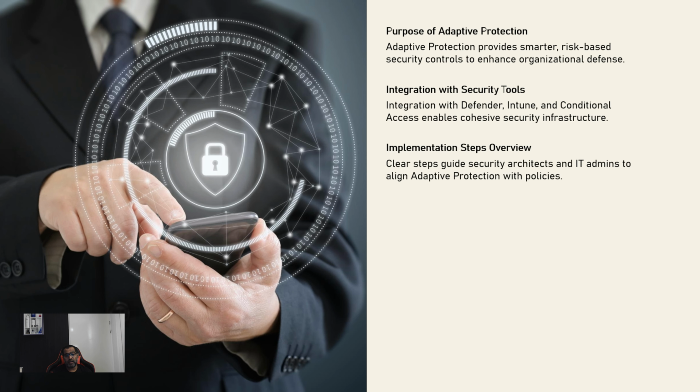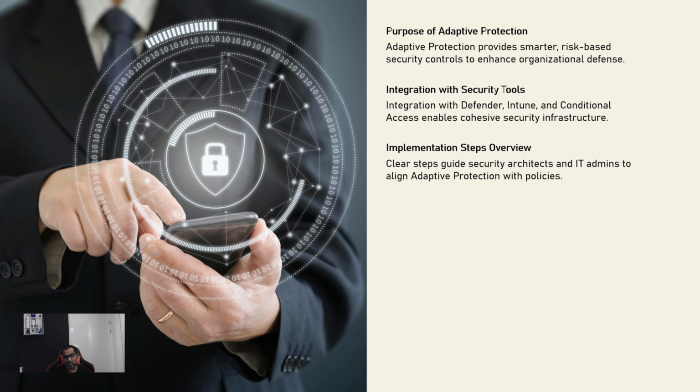Before we go ahead, let's talk a little bit about understanding adaptive protection and its main purpose. Adaptive protection provides smarter risk-based security controls to enhance the organization's defense. It integrates with already existing Microsoft security tools like Microsoft Defender to receive signals, Intune to check the compliance status, and also Conditional Access to take proactive measures and build a cohesive security infrastructure.